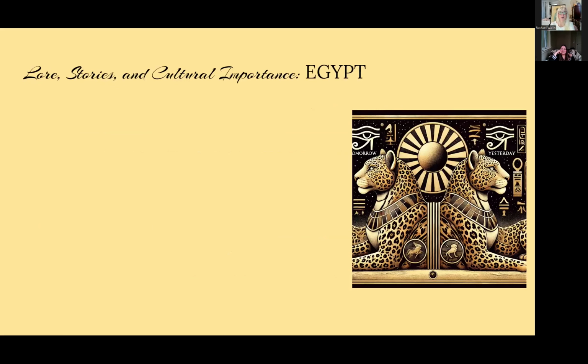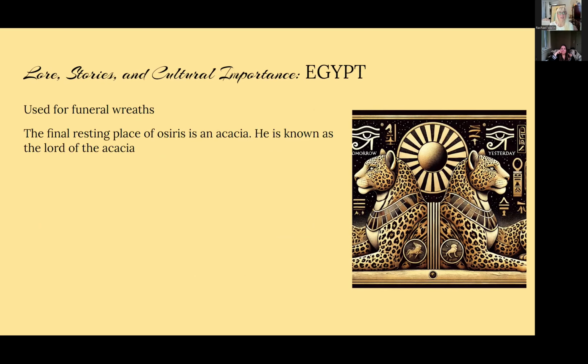So the lore, stories, and cultural import. First we go to Egypt, because we already mentioned Egypt. It's pretty important in acacia stories. It's used for funeral wreaths. The final place of Osiris when he was chopped into pieces was in an acacia, so he is known as the Lord of the Acacia. Also, the Egyptian gods were said to be born under an acacia, specifically Acacia tortilis.